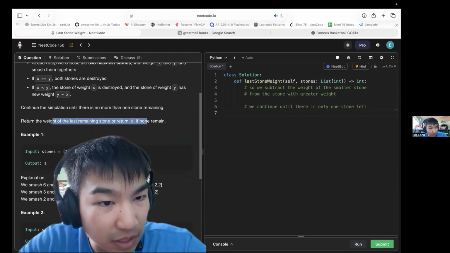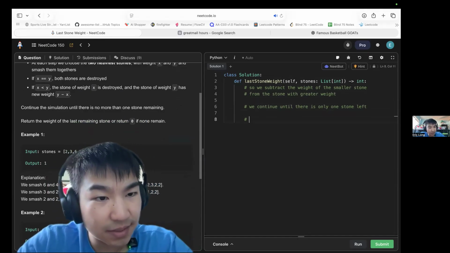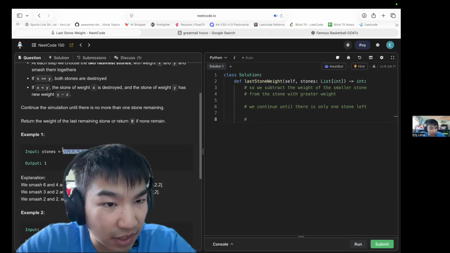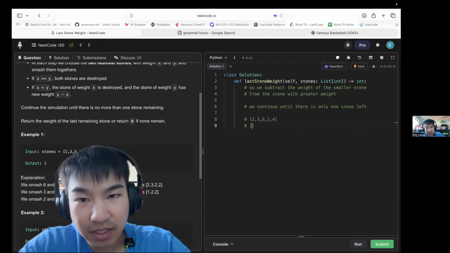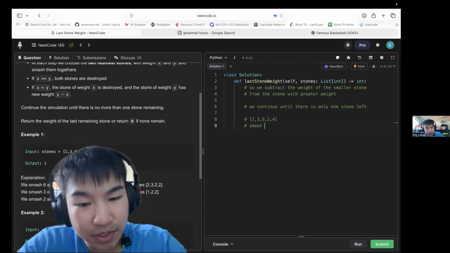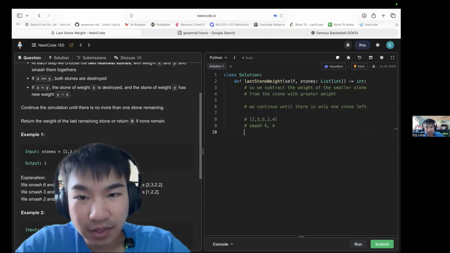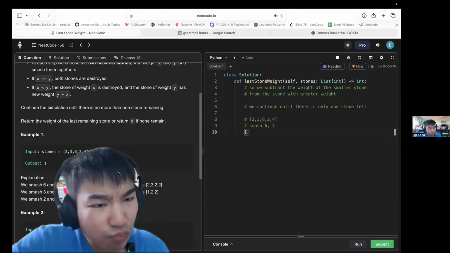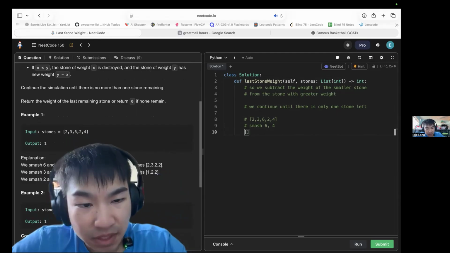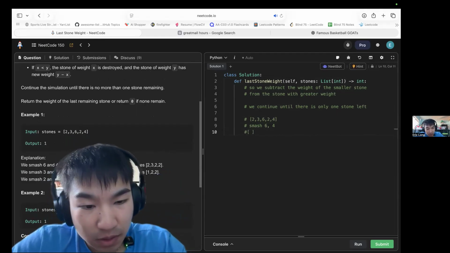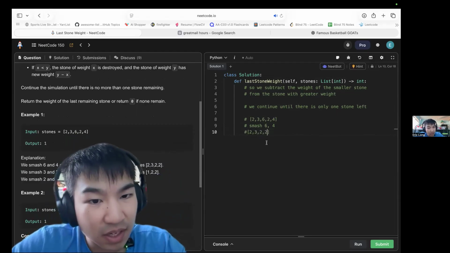Okay, so we see we get the two biggest stones. We got six and four. We smash them together. Okay, let's visualize it. So we're given this right here. These are our stones, and now we smash them. Two biggest stones would be six and four. We subtract their weights, we get two. Smash six and four, new array would be 2, 3, 2, 2.